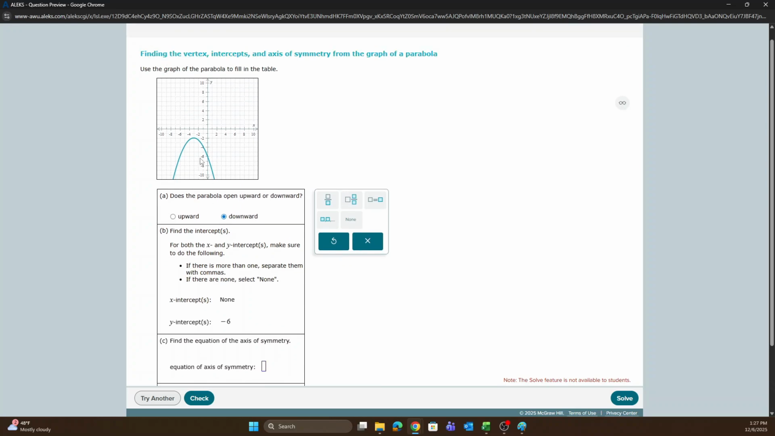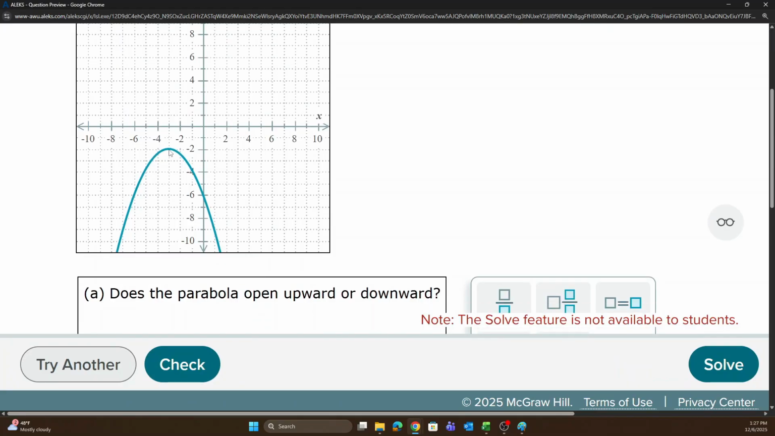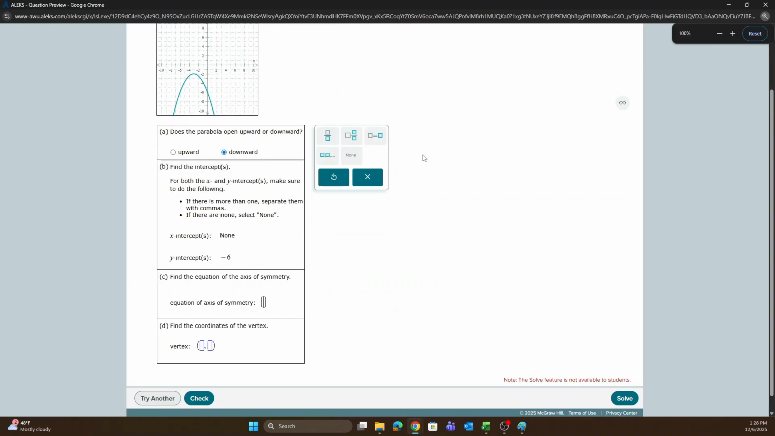Our axis of symmetry, that's where our vertex is. Remember that it's a full line that passes through the middle here, and it has an equation of x equals, in this case, x equals -3. So when we go down here, our axis of symmetry is x equals -3.